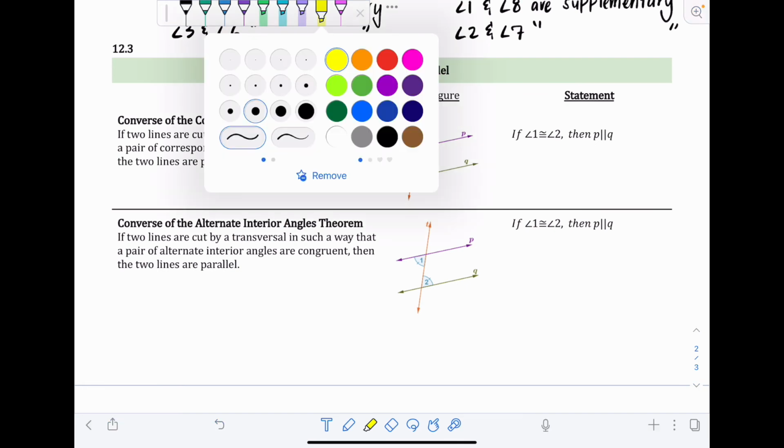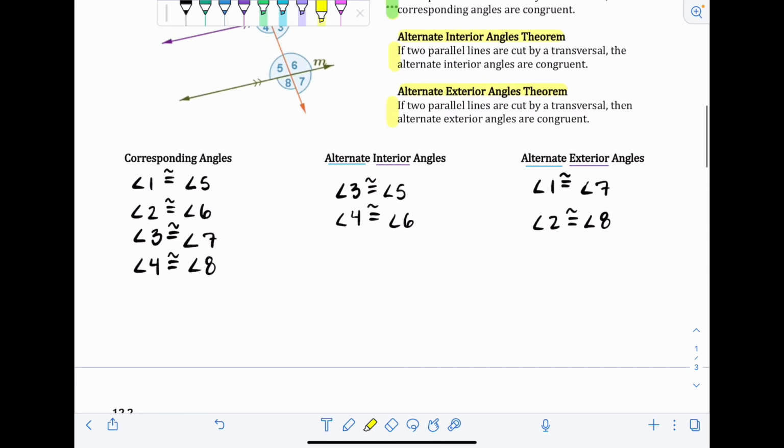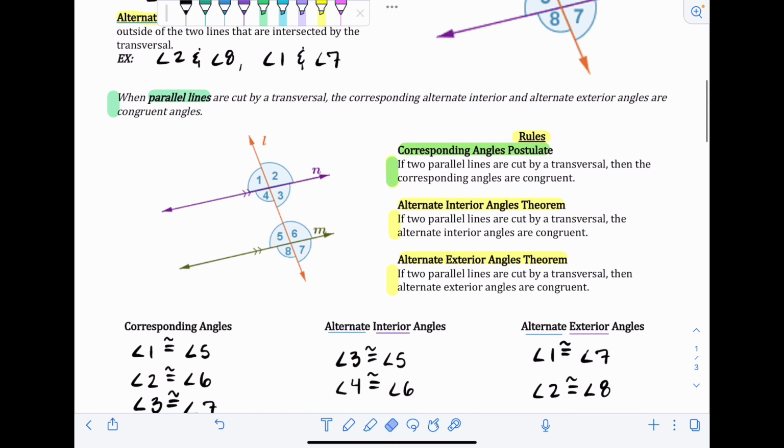So first one is the converse of the corresponding angles postulate. So I just want to go back up to the corresponding angles postulate really quick. That was the first one we did. So it's up here. The corresponding angles postulate reads: if two parallel lines are cut by a transversal, then the corresponding angles are congruent. The converse is going to switch the order around. So it's going to start with the corresponding angles and then finish with the parallel lines.